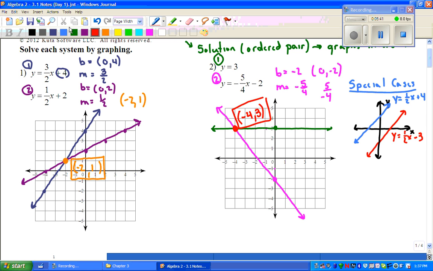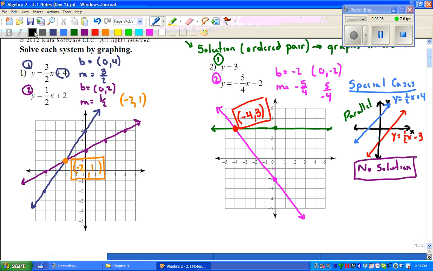What you notice about these two lines is that they have exactly the same slope. So we know these two lines are parallel, which means they are never, ever going to intersect. So if you have a special case like this, where you have lines that are parallel and never going to intersect, we know that we have no solution.